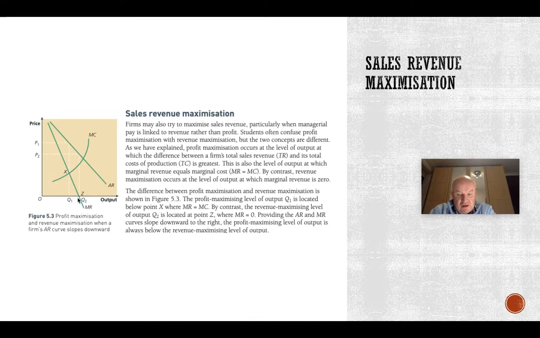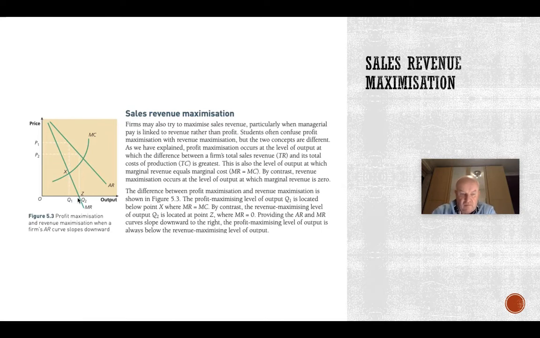So in that scenario, if we've got average revenue and marginal revenue curves that slope downward and to the right, the profit maximizing level of output is always going to be below the revenue maximizing level of output, because we will carry on producing past that point where marginal revenue equals marginal cost, because we believe that we can still make a little bit more sales revenue, and that's the reason for that whole principle.